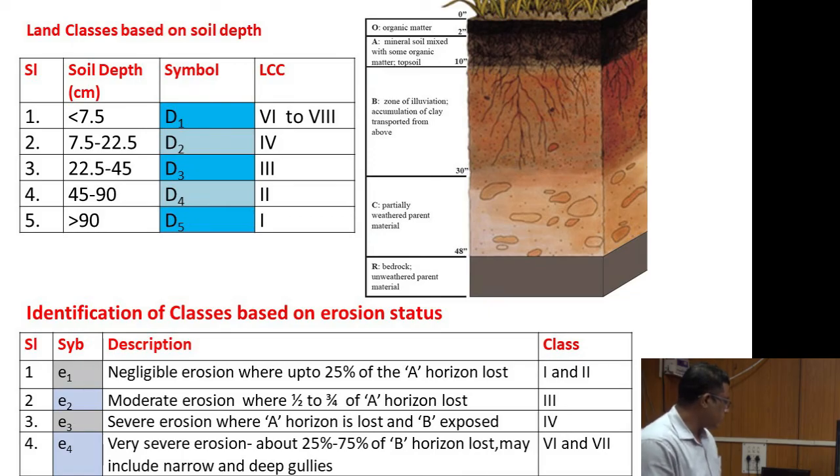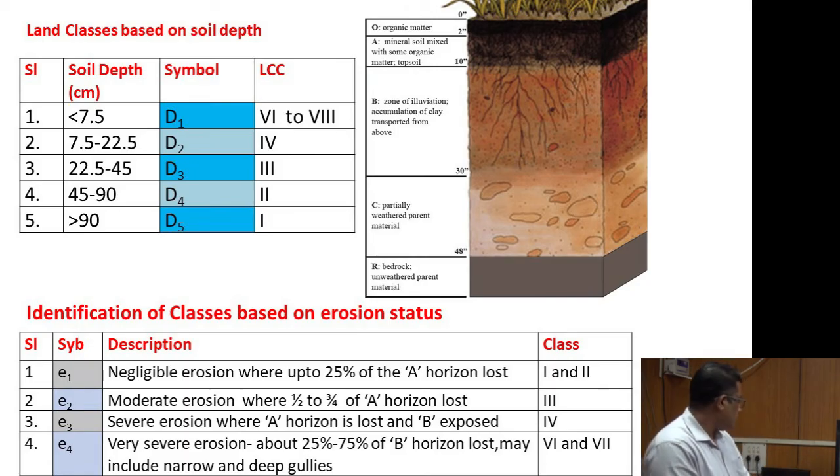So E1 represents negligible erosion where up to 25% of the A horizon is lost. This is your A horizon. If the loss of A horizon is up to 25%, then we can categorize it as E1. So it is symbolic that in such type of places the erosion is comparatively less. And this is a typical feature of class 1 and class 2 type of land. Now then comes the notation E2, where moderate erosion, where half to 3/4 of the A horizon is lost due to erosion. And such type of feature we find in class 3 type of land in the LCC.